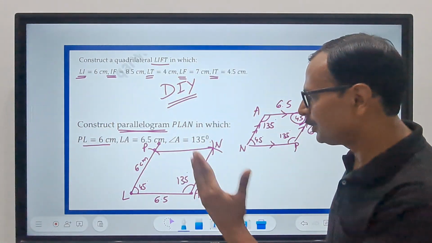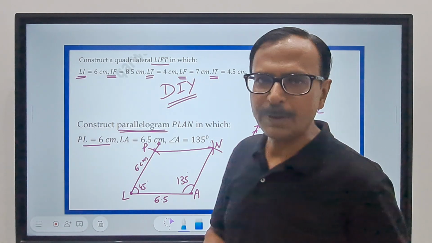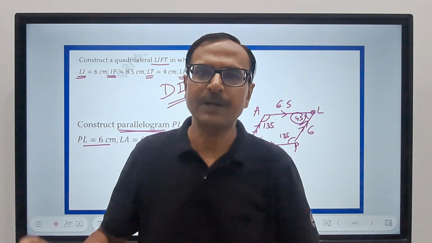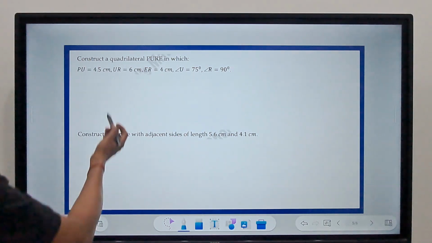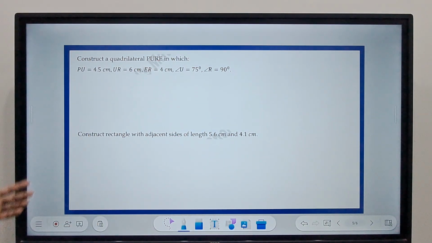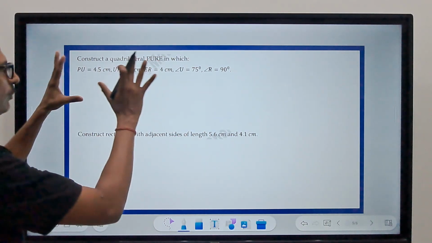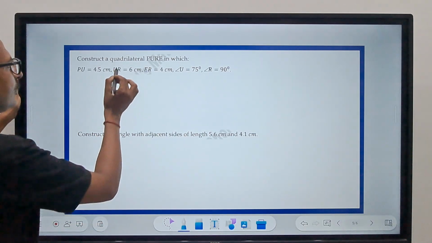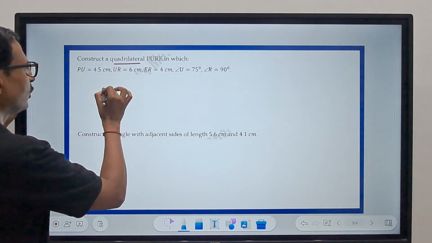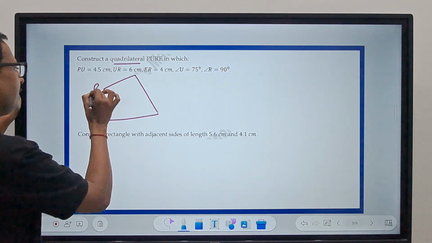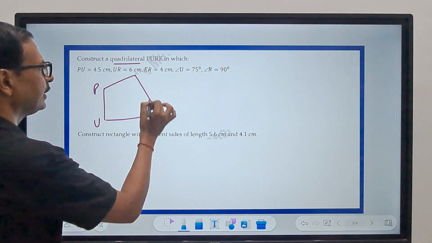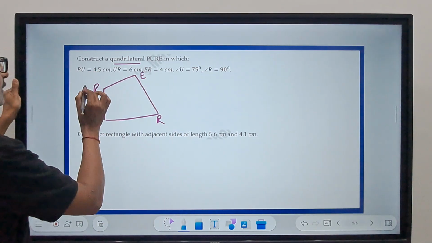Okay friends, do it like this on a plain sheet of paper and check whether you are getting the answer correct or not. Let's see another one. Construct a quadrilateral PURE. So let's mark the figure, what all are given here. So it's a quadrilateral, a random figure. So I don't know what are the measurements. So I'm just marking it like this, PURE.